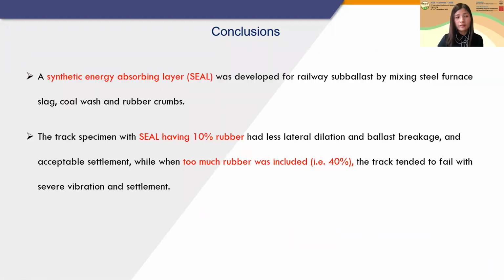And in summary, a synthetic energy absorbing layer, seal, was developed for the railway ballast by mixing solvents like coal and rubber crumbs together. And secondly, the track specimen with seal having 10% rubber had less lateral dilation and ballast breakage and acceptable settlement. Whereas when too much rubber was included, like 40% rubber, the track tended to fail with severe vibration and settlement.